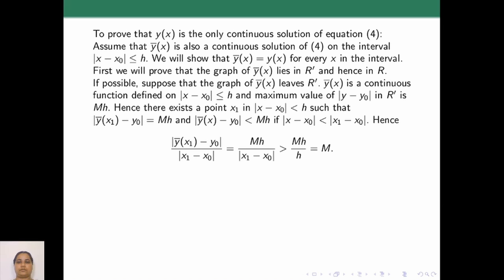Hence, |ȳ(x1) − y0| / |x1 − x0| = Mh / |x1 − x0|, and since |x1 − x0| is less than h, the quotient is greater than Mh / h, which is M.